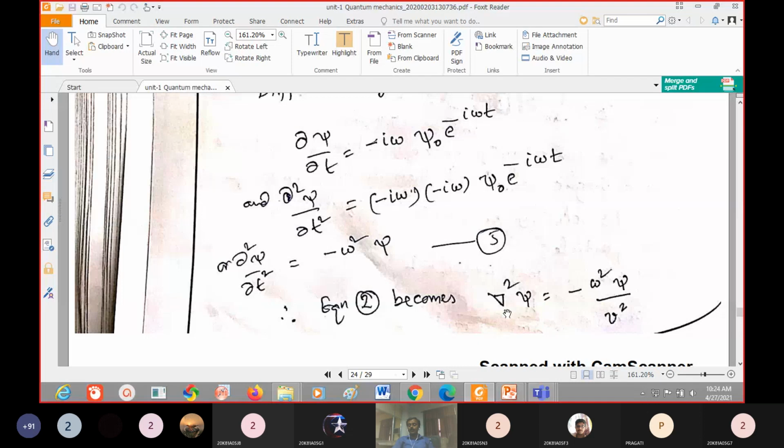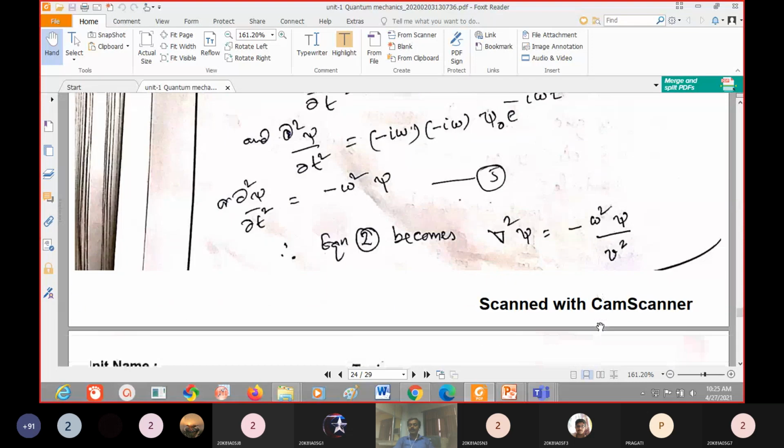Already we know that according to classical mechanics, the wave equation is del square psi is equal to 1 by v square into dou square psi by dou t square. Instead of dou square psi by dou t square, I am substituting this value, minus omega square psi. So the final equation is del square psi is equal to minus omega square psi by v square.